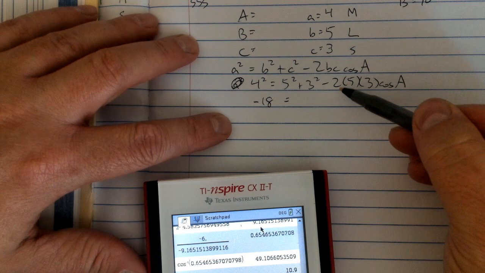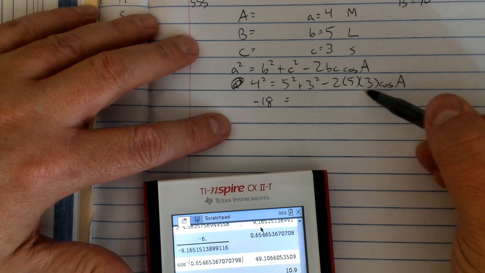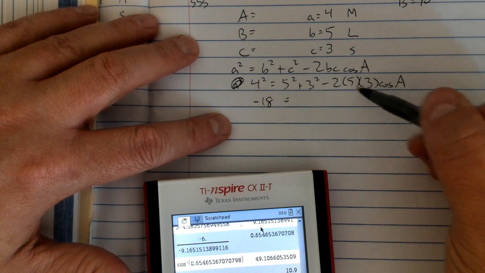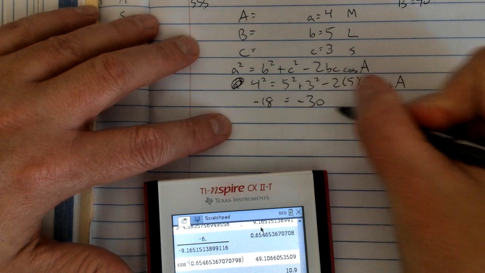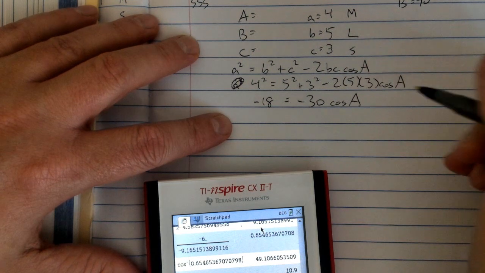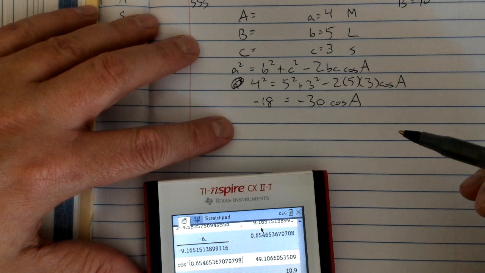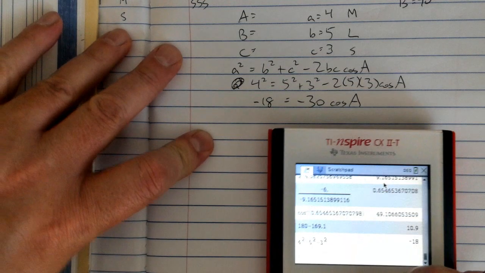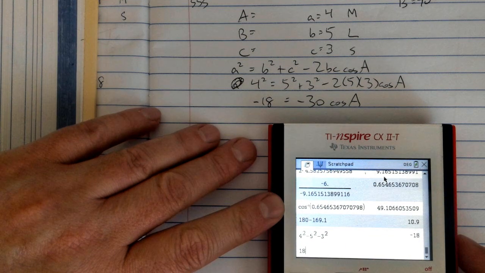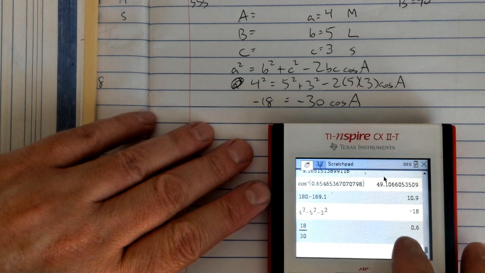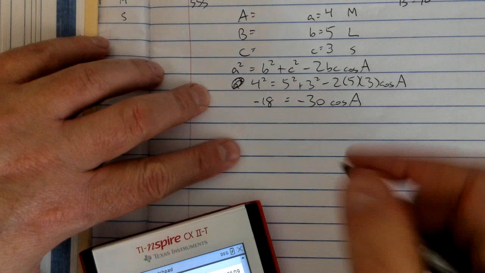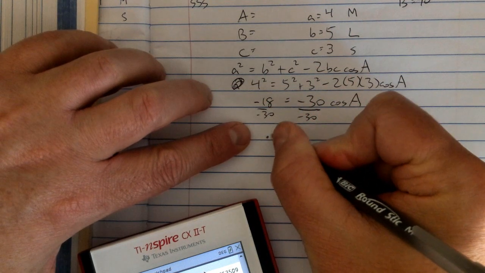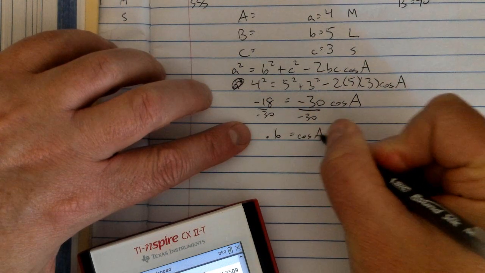Equal, think of 10 times 3, or 2 times 15, or 6 times 5, which is negative 30. And then we're going to divide two negatives so we get a positive, so it's going to be an acute angle. Alright, so 18 divided by 30 is 0.6. Divide by negative 30. So 0.6 equal cosine A.